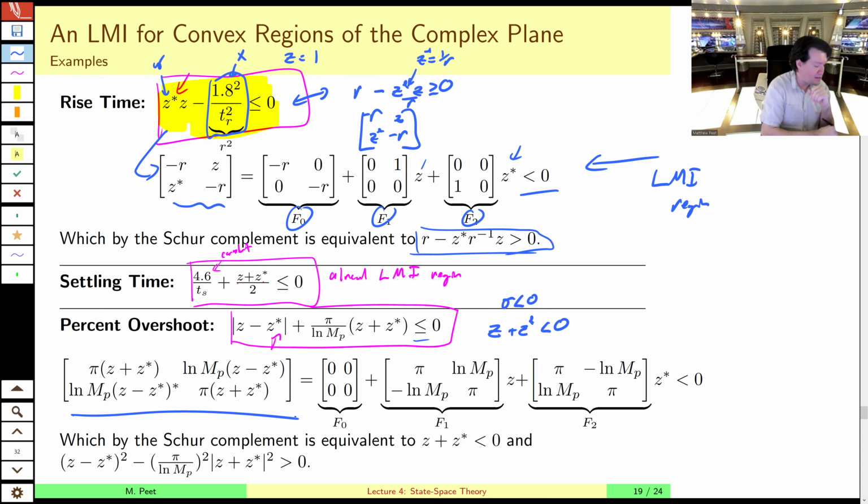But basically, you can see that this is an LMI constraint. There are no constant terms here, so F0 is 0. We pick off all the terms which multiply Z, there and there. So we get pi L and so on. So four terms here. Remember, this is the percent overshoot. And we next pick up the terms which multiply Z star. There's a negative term here, a negative term here. Otherwise, they're the same. So we get pi, negative here, and actually this should be negative as well. I think I'm missing a negative sign there.